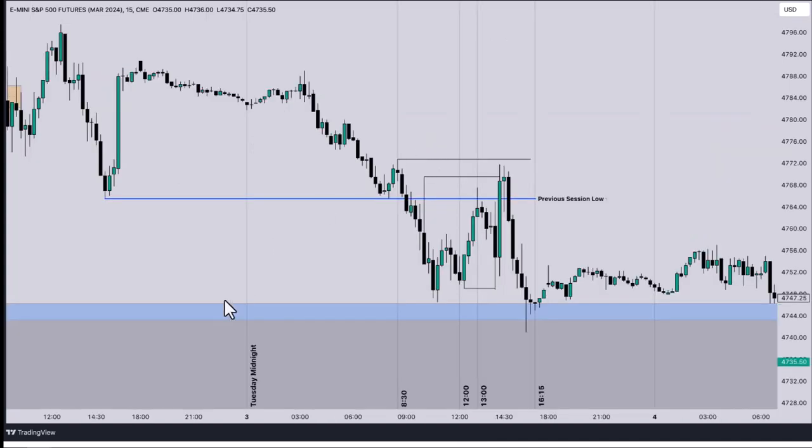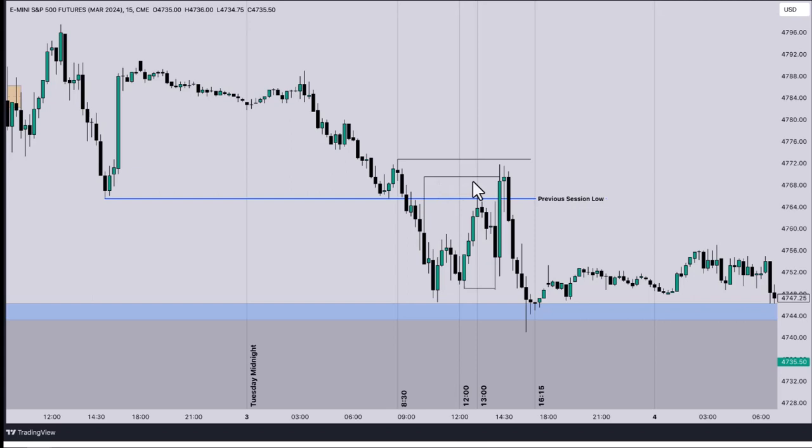So now we are on Wednesday. This is labeled wrong. So Wednesday, 15-minute chart. On this chart, I did annotate the previous session low. Kind of the afternoon session went into that area. Just interesting to see the activity of the price action relative to those areas.